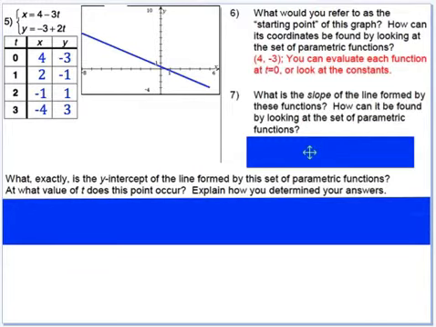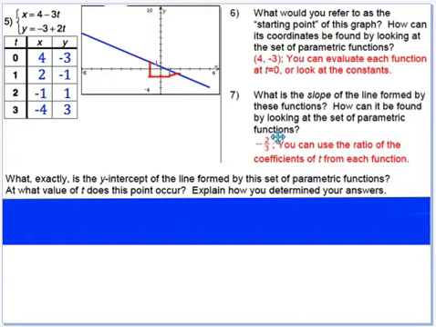Now, what is the slope of the line formed by these functions? How can it be found? By looking at the set of parametric functions. Usually your slope is y equals mx plus b, but in this case we have two formulas. So what is our slope? If you recall, your slope would be rise over run, right? So whatever your rise is divided by whatever your run is. Now, if you look in your calculator, or if you look at the equations, we get negative 2/3.